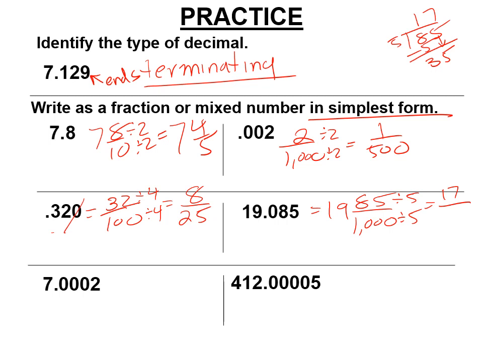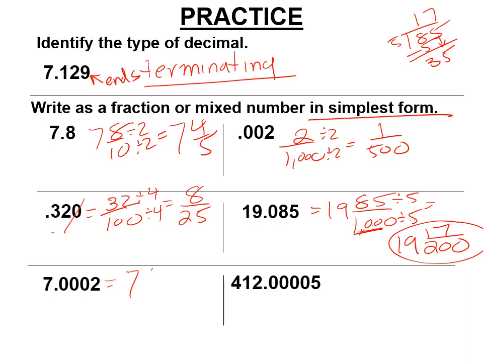So now 100 divided by 5 is 20. 5 into 10 is 2. 5 into 100 is 20. So 5 into 1,000 must be 200. And I almost made a very common mistake there, because I almost forgot the 19. 19 and 17 200ths.